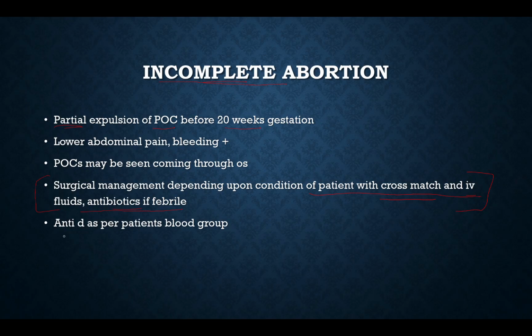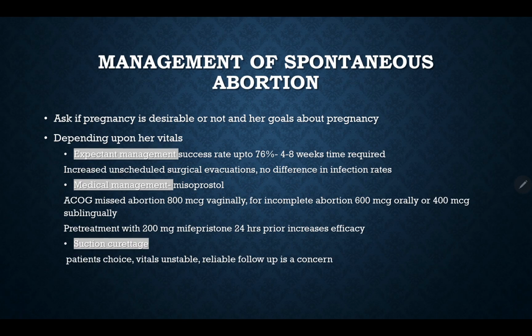And what I recently said, anti-D as per the patient's blood group: if it is less than 12 weeks, it is 50 microgram. More than 12 weeks, it is a full complete dose of 300 microgram. And if you do not have this 50 microgram dose available with you, you can easily go ahead with 300 microgram also.